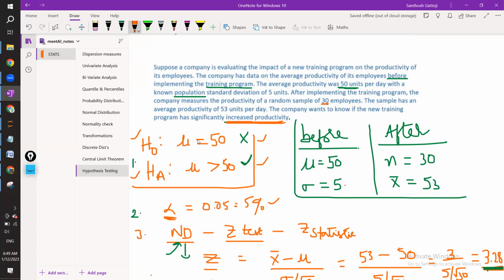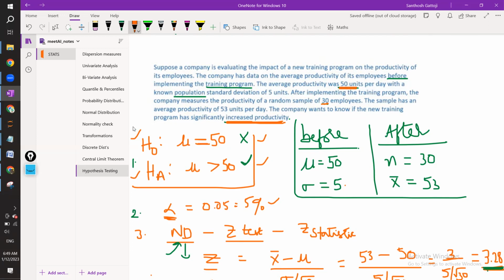For that, what we are saying is, see, this mu equal to 50 is not the population mean. I'm saying after the training also, the mu equal to 50, the mean is 50. That is what this null hypothesis is saying. Here he's saying even after the training also the mean is 50. That means there is no effect on any single employee. That's what this guy is saying. This 50 is not from the population.